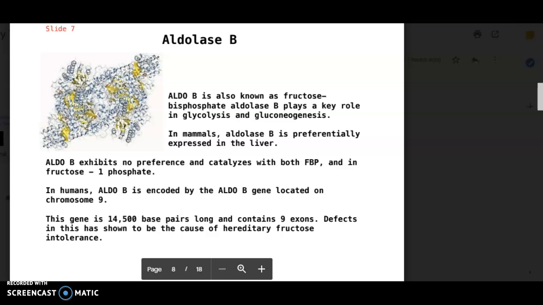In humans, aldolase B is encoded by the ALDO-B gene located on chromosome 9. The gene is 14,500 base pairs long and contains 9 exons. Defects in this gene have been identified as the cause of hereditary fructose intolerance.